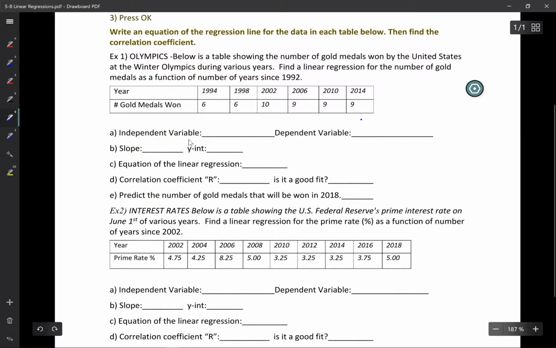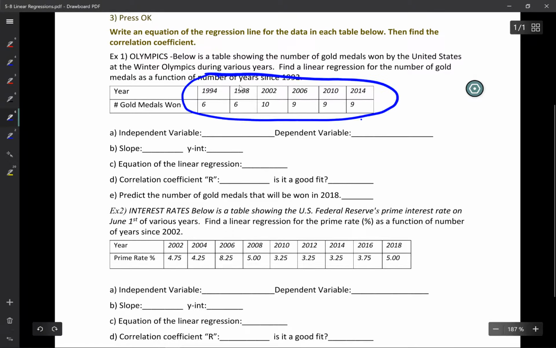It says, the Olympics. Below is a table showing the number of gold medals won by the United States at the Winter Olympics during various years. Find the linear regression for the number of gold medals as a function of the number of years since 1992. So what we're going to do is try to find the line of best fit for this data here.